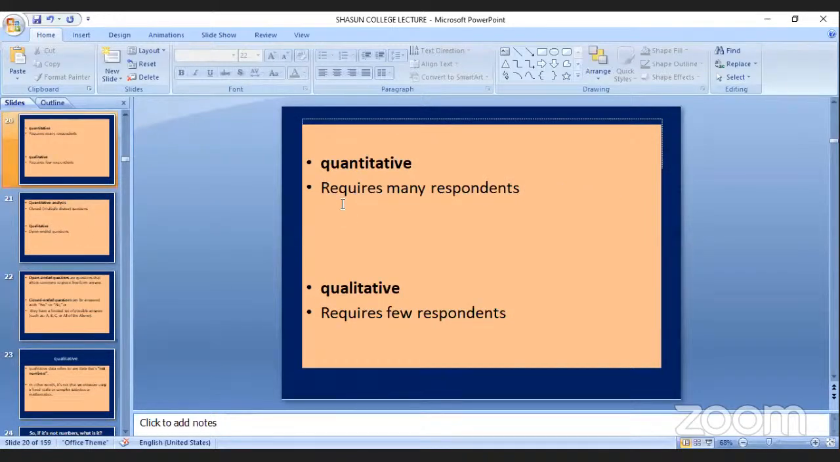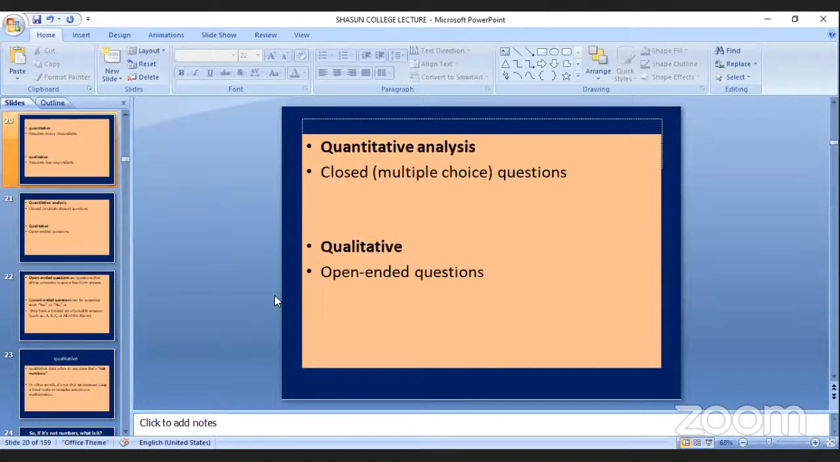Quantitative requires many respondents. If you take 1,000 respondents or 100 respondents, you go in for quantitative. If you take only 25 or 30 or 50 in a class and want to do some kind of research, you require few respondents in qualitative. So quantitative takes many respondents and qualitative takes few respondents.